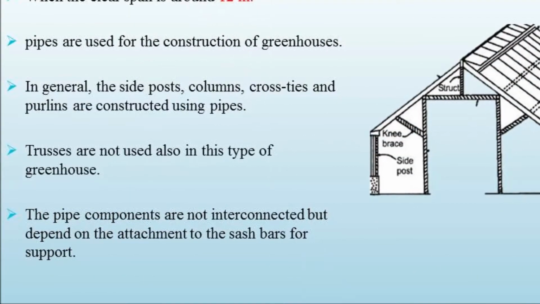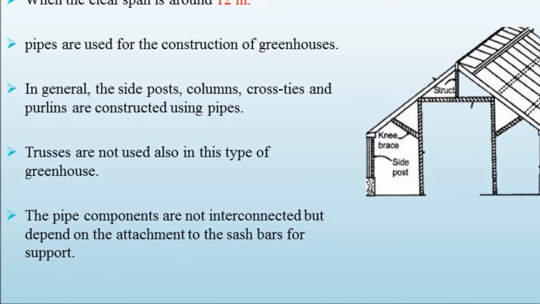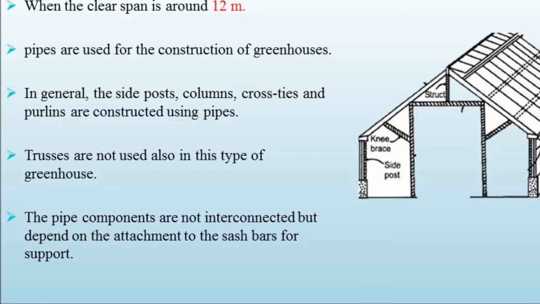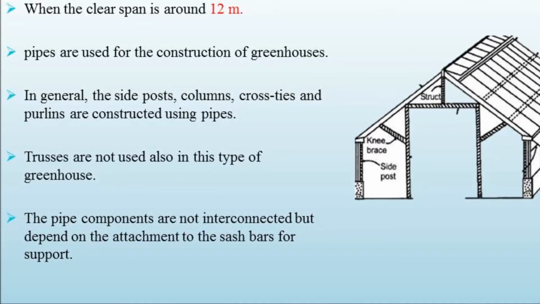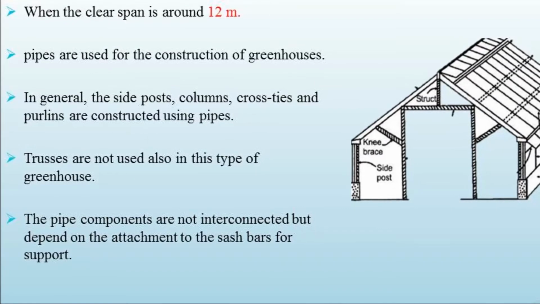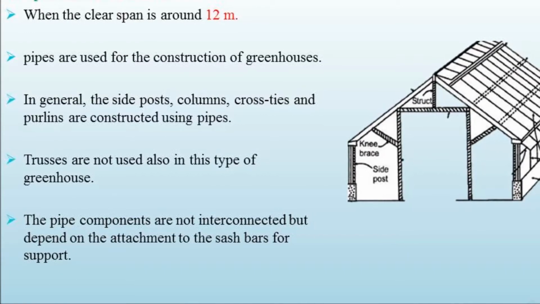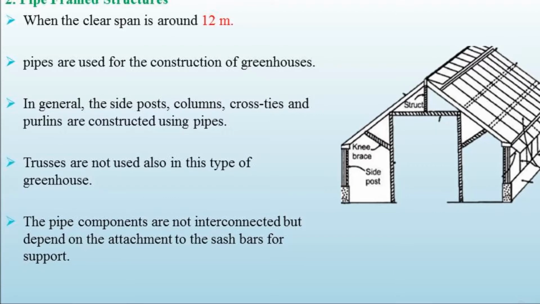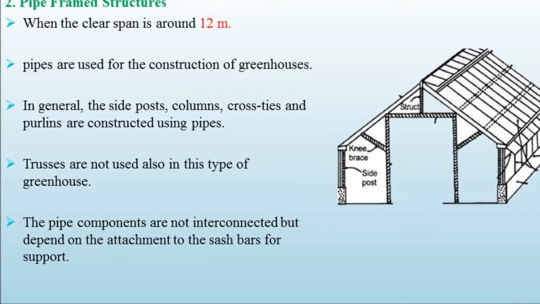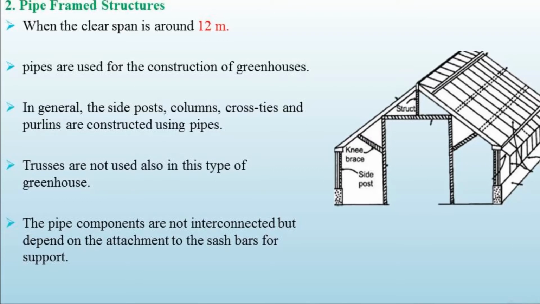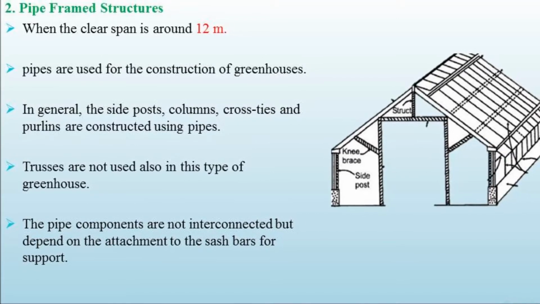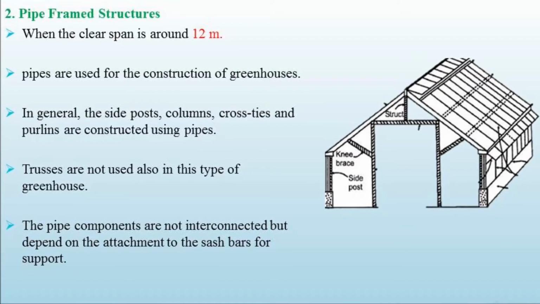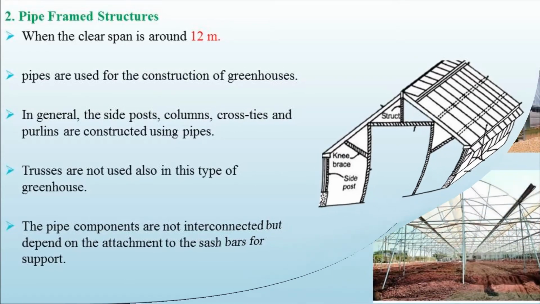Then the second type is pipe frame structures. In this type of structure, the clear span is around 12 meter and generally pipes are used for construction. The side posts, columns, cross ties and purlins are constructed using pipes. In this type, trusses are not used for construction and pipe components are not interconnected but depend on the attachment of sash bar for their support.